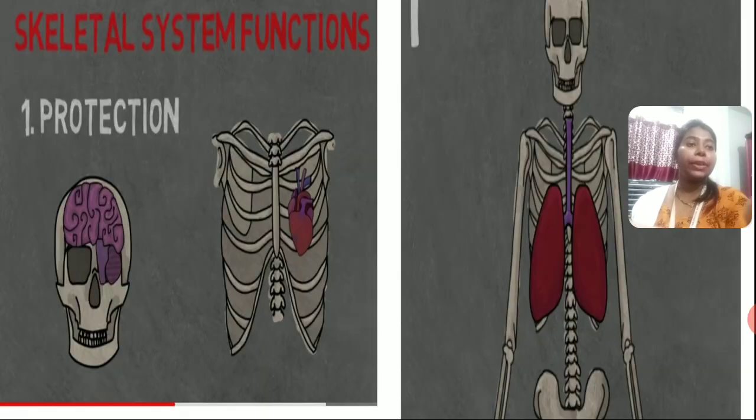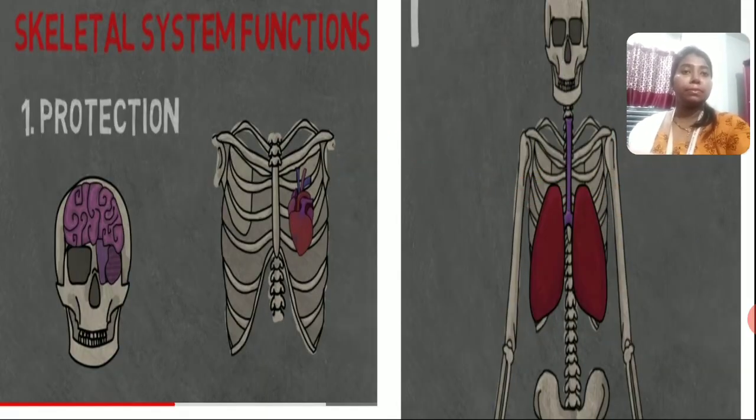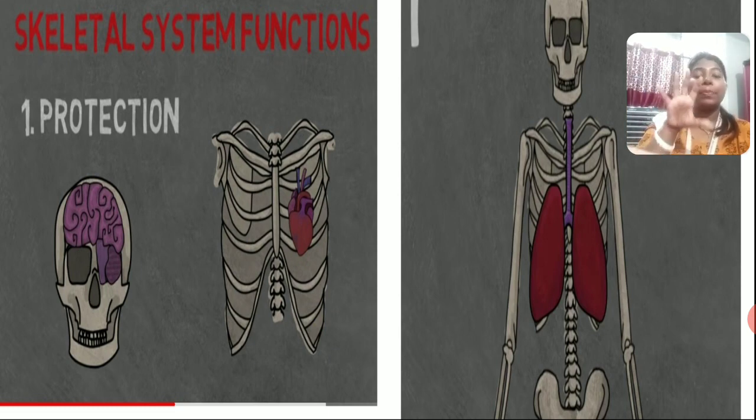Now children, see here. The functions are, first one is protection. Can you see the two pictures? In the first picture you see, it is the skull which is protecting our brain. And the second one is the rib cage. The rib cage is protecting our internal organs. So your first point should be protection.